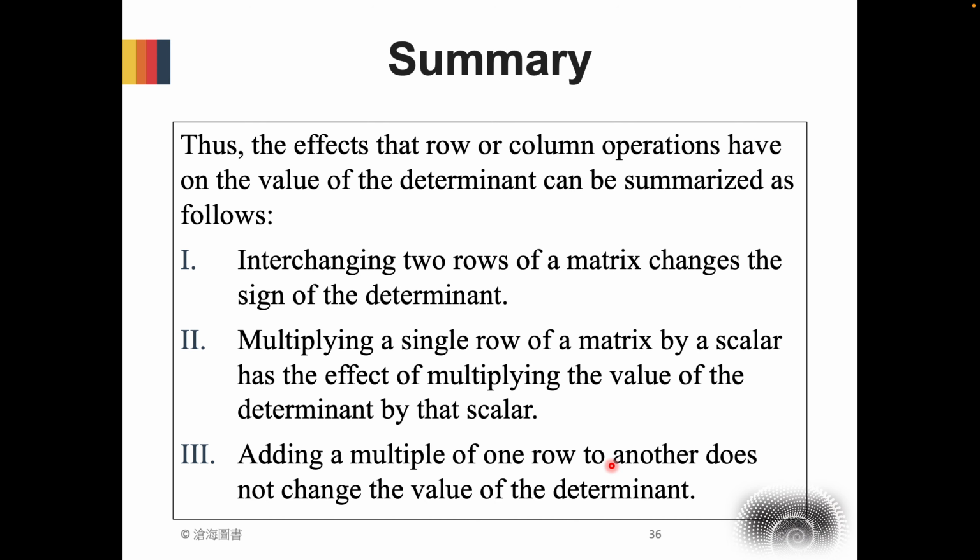So another summary is that the effects that row or column operations have on the value of the determinant can be summarized as follows. First, interchanging two rows of a matrix changes the sign of the determinant. Second, multiplying a single row of a matrix by a scalar alpha has the effect of multiplying the value of the determinant by that scalar alpha. Third, adding a multiple of one row to another does not change the value of the determinant. Okay, so this is a very important property of the determinant.